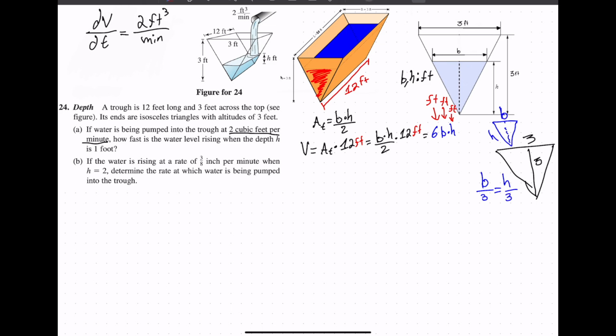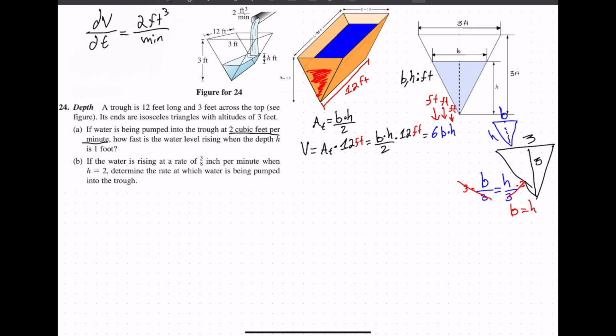So in other words, we can simplify by multiplying by 3. This crosses out 3, and then base and height are equal. So they have a relationship that they're changing at the same rate in this example. Therefore, I can change base to be the same as height.